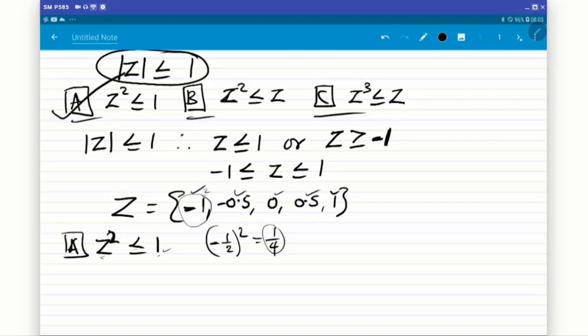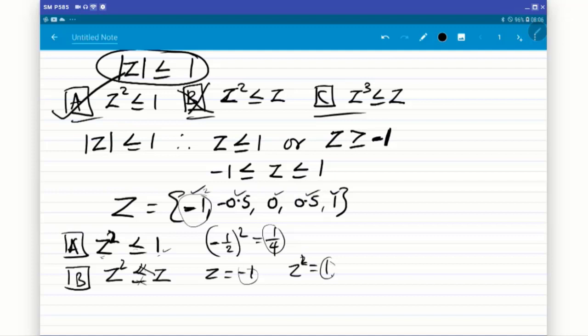Now, if you look at the second option, B, Z squared is less than or equal to Z. Now, if our Z is minus 1, so minus 1 squared will give me 1. Now, is 1 less than, don't forget my Z is minus 1, is 1 equal to minus 1? No. Is 1 less than minus 1? No. So that means this B is completely out. We don't need to bother ourselves with the remaining numbers, since the first one is not even true, then we forget it.